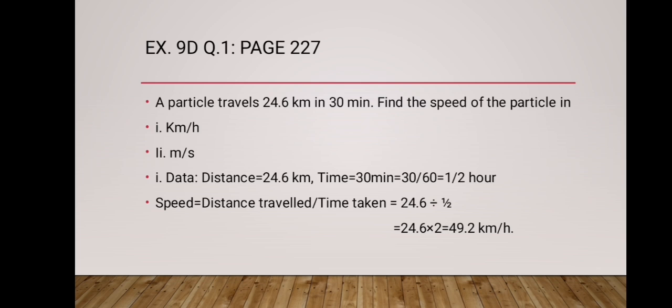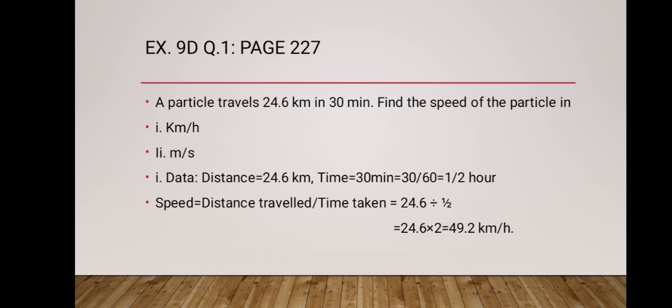We need to convert this time into hour because we can either represent the speed in kilometer per hour or in meter per second. So either you convert kilometer into meter and the time into seconds, or otherwise you convert this time into hour and the distance is already in kilometer. So that's the reason I converted time into hour. So 30 minutes is equal to 1 by 2 hour. You need to divide it by 60.